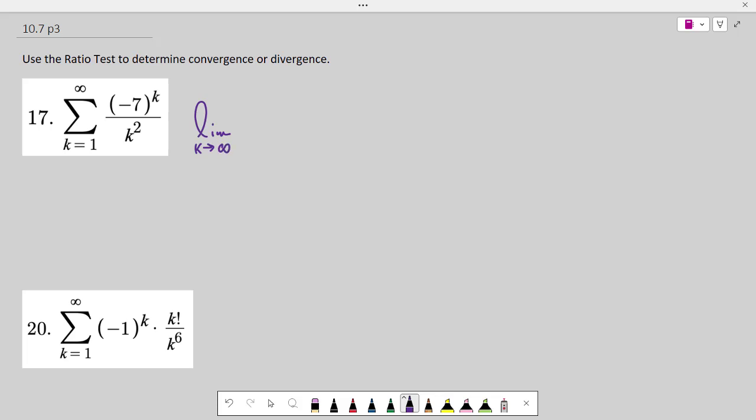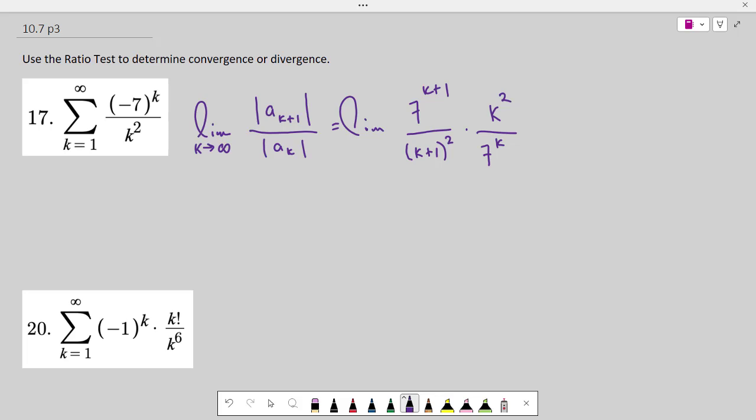Limit as k goes to infinity. Again, we want the absolute value of each of these. So first we're going to find a sub k plus 1. So we're going to replace all the k's with k plus 1. We're going to ditch the switch. Absolute value takes away the switch. And then we're going to flip a sub k. So we have that.